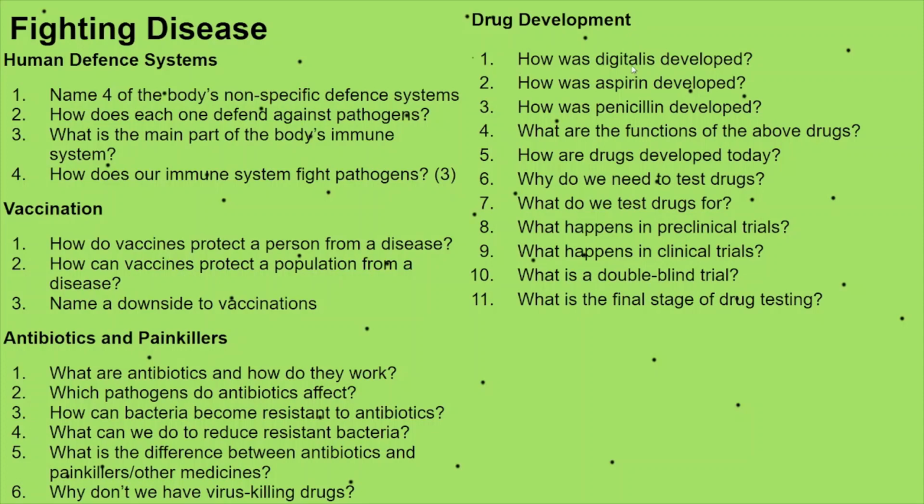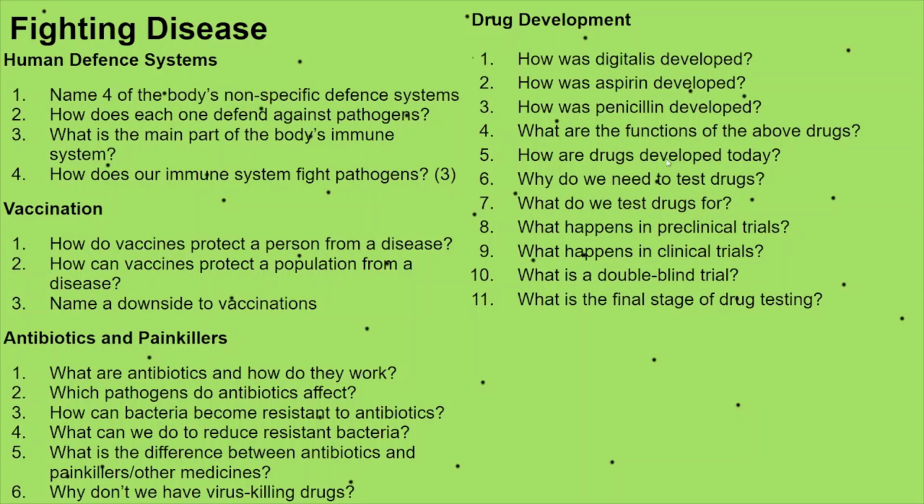Digitalis was developed from a chemical found in foxgloves. Aspirin was developed from a chemical in willow bark, and penicillin was developed from a mold that was found to kill bacteria. And the function of digitalis is to treat heart conditions. Aspirin can be used as a painkiller, and penicillin is an antibiotic. It was in fact the first antibiotic that was used.